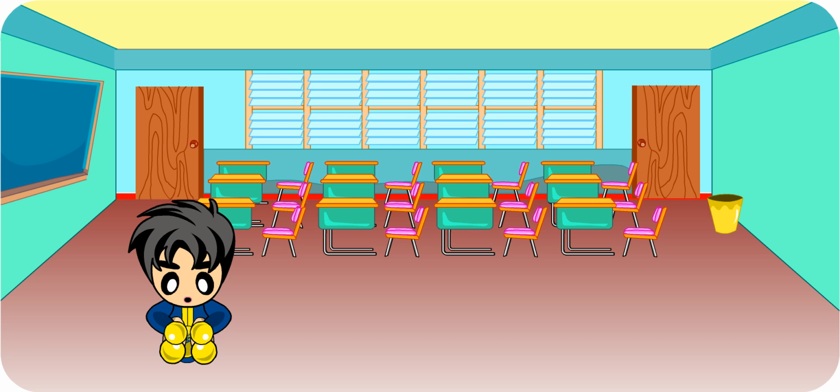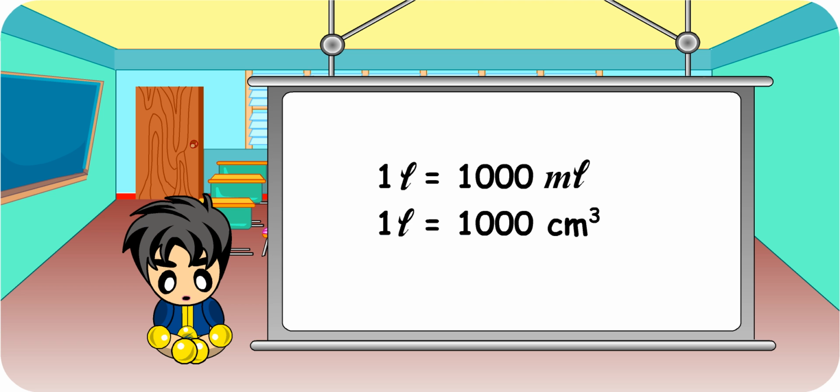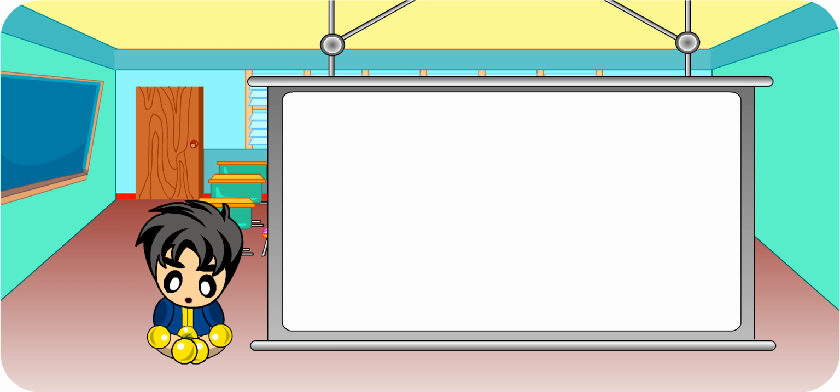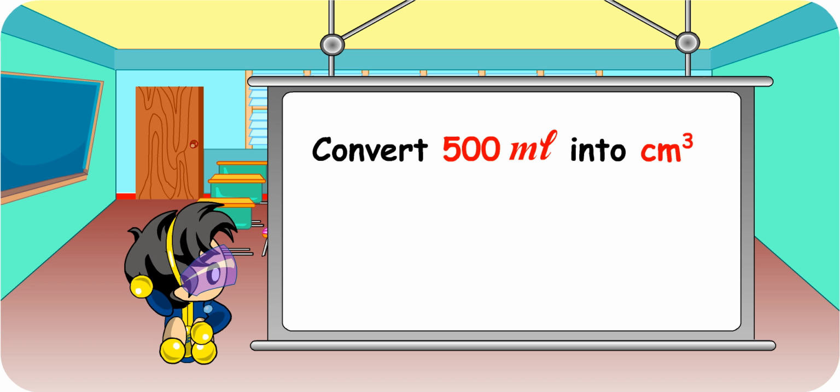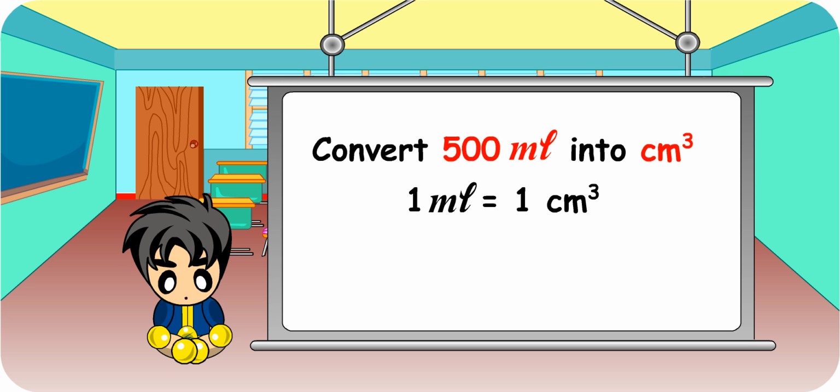Can you remember what is 1 liter equal to? 1 liter equals 1000 milliliters, or 1 liter equals to 1000 cubic centimeters. Very good. Let's try this one out. Can you convert 500 milliliter into cubic centimeter? Since 1 milliliter equals 1 cubic centimeter, 500 milliliters is equal to 500 cubic centimeters.